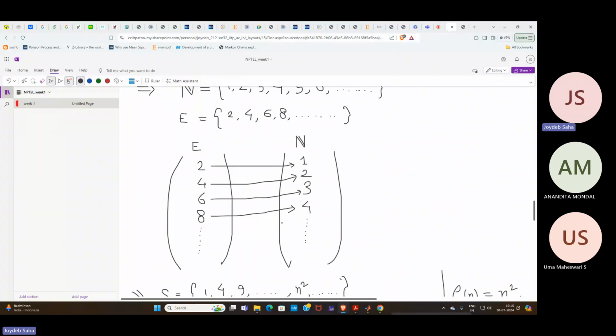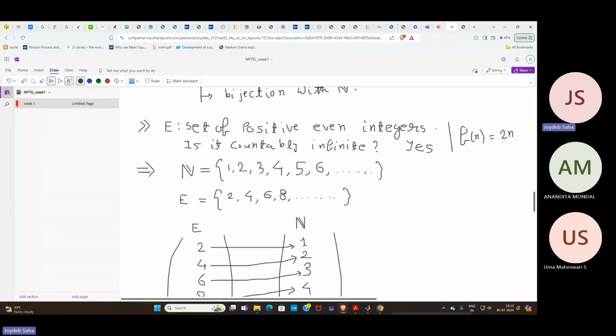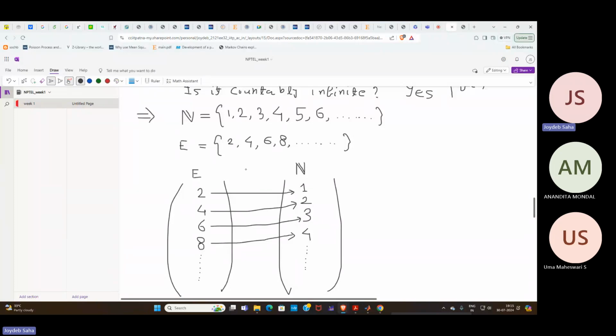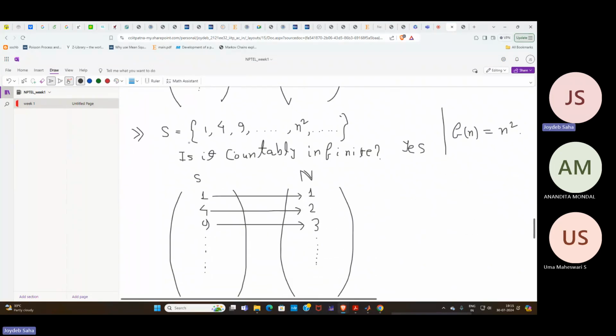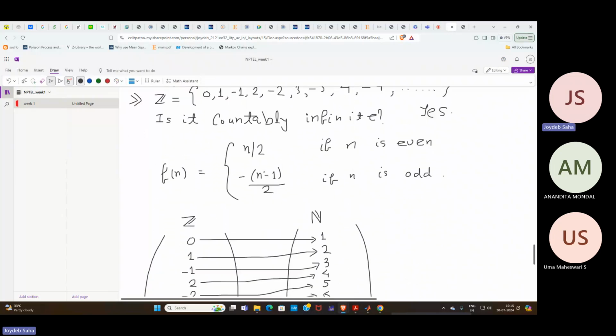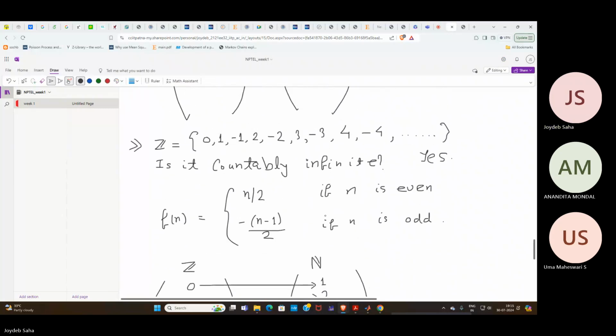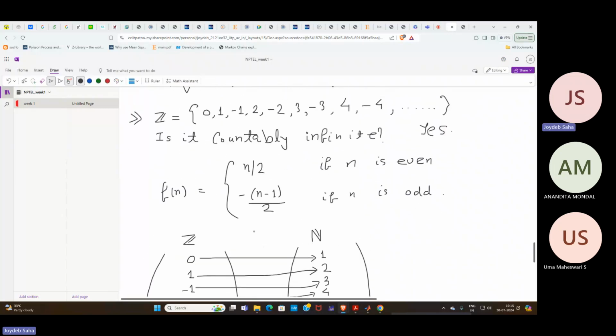If we are saying that the set of all positive even integers is countably infinite, just because we can find a bijective map between E and N, then here if S is the set of all positive integers that are perfect squares, and we are able to find a bijective map between S and N, then similarly, we are able to find a bijective map between Z and N, where Z is all integers and N is the natural numbers. So this is also countably infinite.